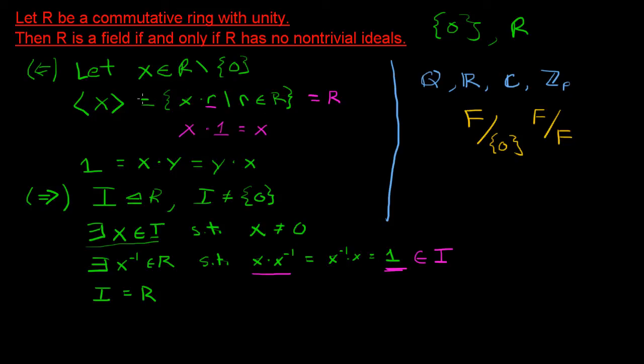The other thing I wanted to say was that our hypothesis here, that this is a commutative ring, is very important. You can, for example, have a ring with unity that has no non-trivial ideals, but it's not a field because it's not commutative. One example that comes to mind is with matrices. You can have a ring of matrices that has no non-trivial ideals, but that doesn't make it a field because it's not commutative. So just watch out for that.